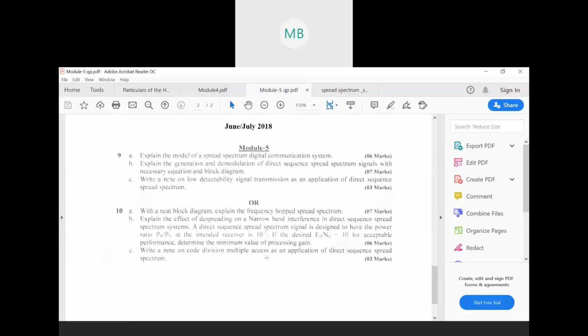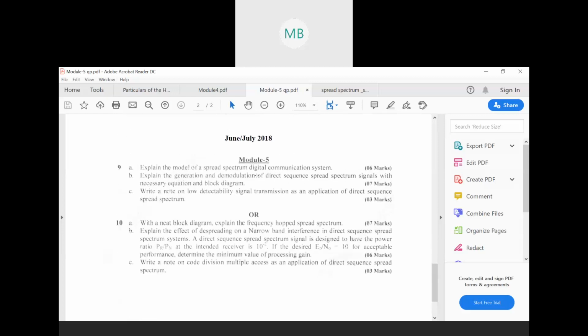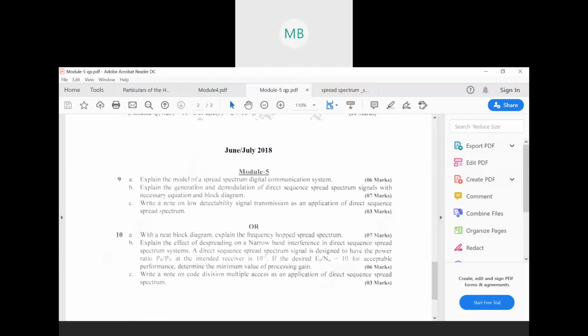Next, the question paper of June-July 2018. Explain the model of a spread spectrum digital communication system. So draw the transmitter and receiver block diagrams, then explain the operation. So this is the first topic, model of a spread spectrum digital communication system. So channel encoder, modulator, PN sequence generator. These are the important blocks in the transmitter section. Then you have the channel. At the receiver section, demodulator, PN sequence generator, and channel decoder. So these three blocks are present. Explain it.